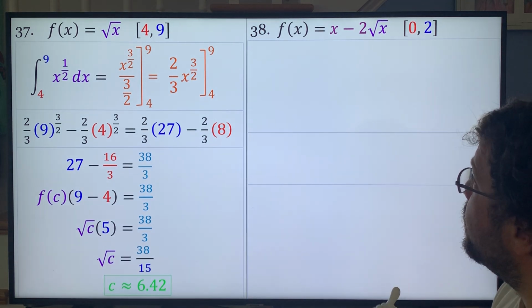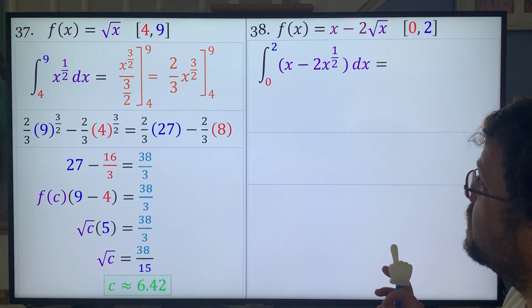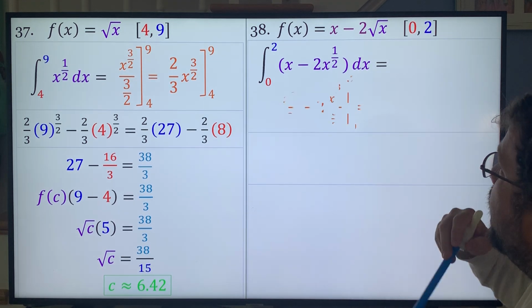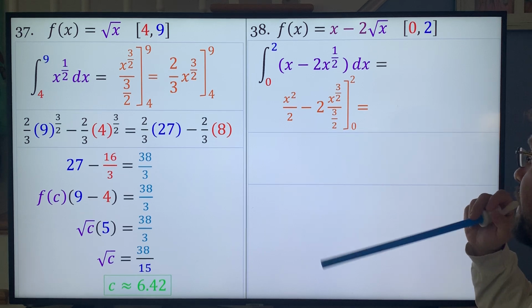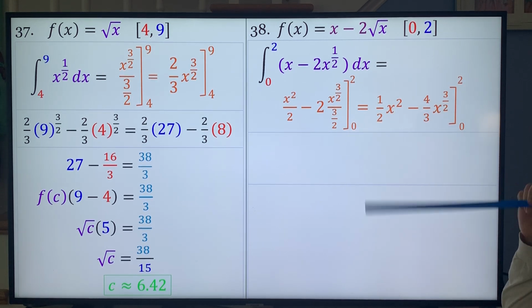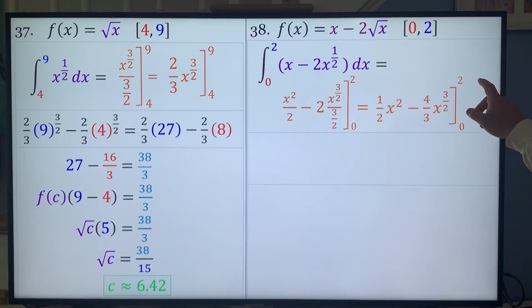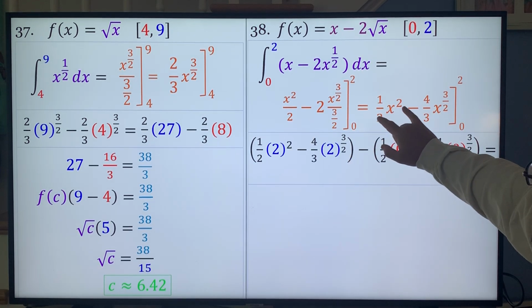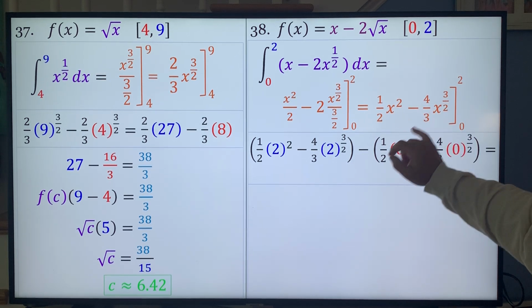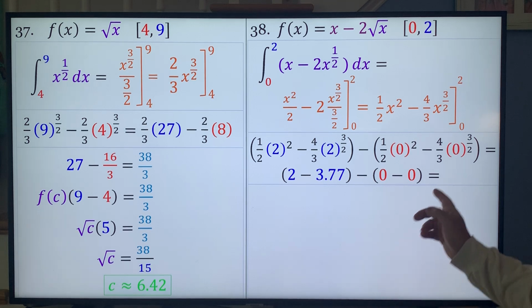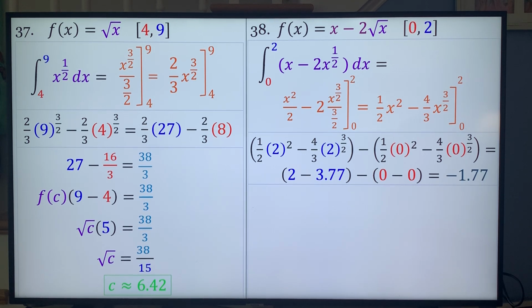You're going to rewrite that first: x minus 2x to the 1/2. You can integrate it. X squared over 2, and x to the 3/2 over 3/2. Integral of that is 2/3, 2/3 times 2, 2 times 2 is 4 over 3. Type your 2 in. Type your 0 in. All right. Simplify that. You get an answer: negative 1.77.